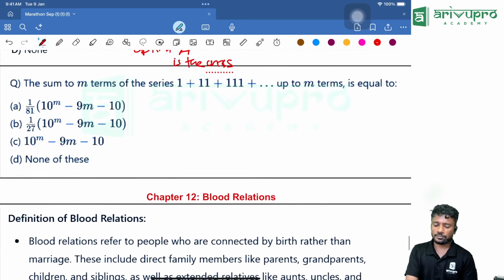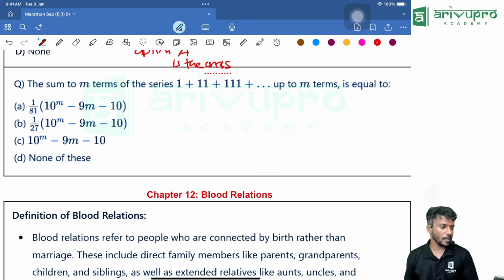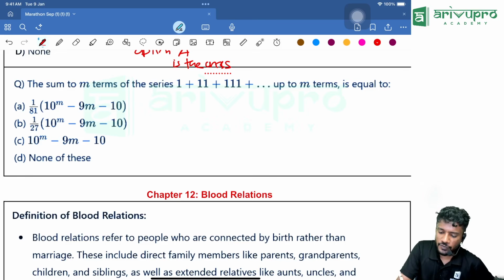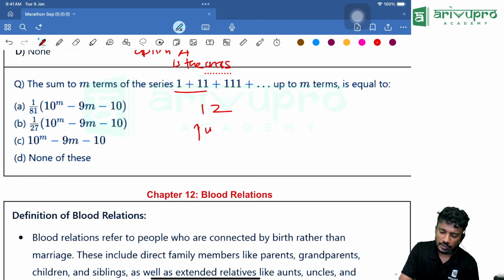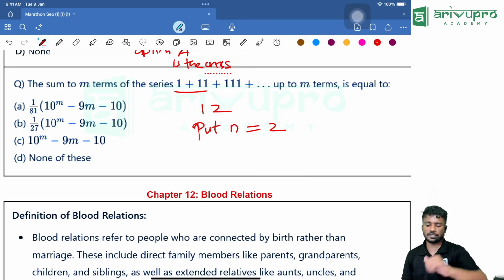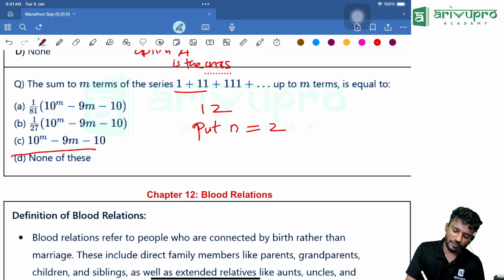Similarly, can you do this one? Get me the answer. So sum of first two terms is how much? 12. Am I right? 12. Now you check which option is giving you 12. So put n is equal to 2. And whichever option is giving you 12, that's your answer. Answer is what now? None of these. Yes, anyway, you will not get it right looking at it. Answer is none of the above.